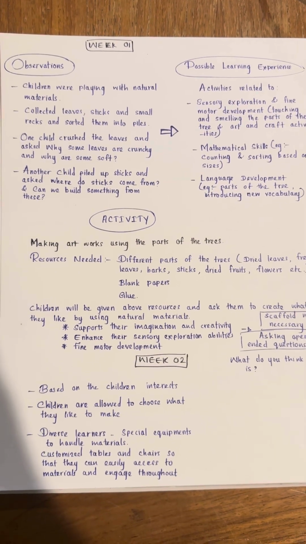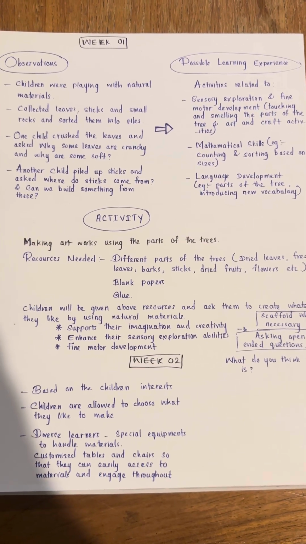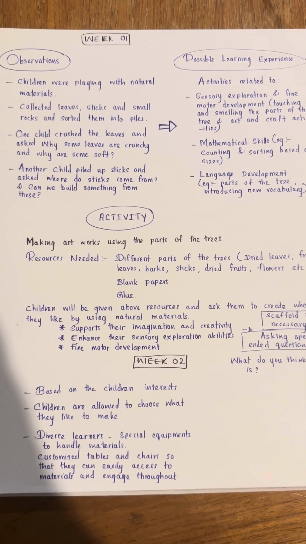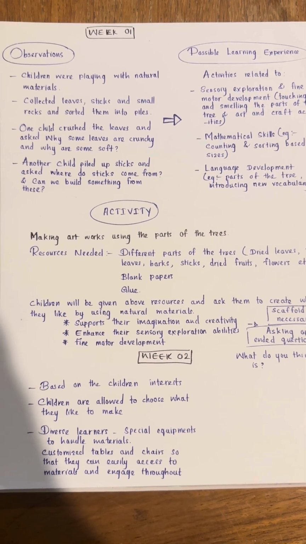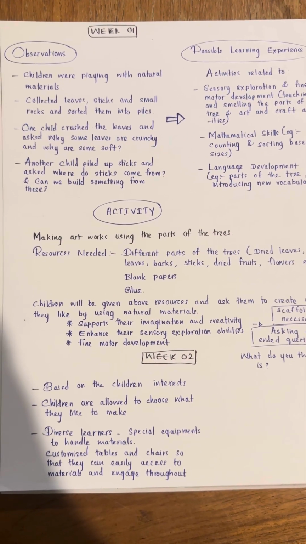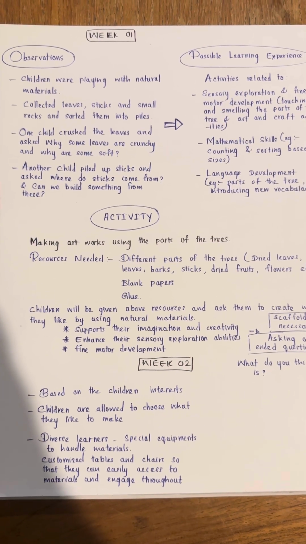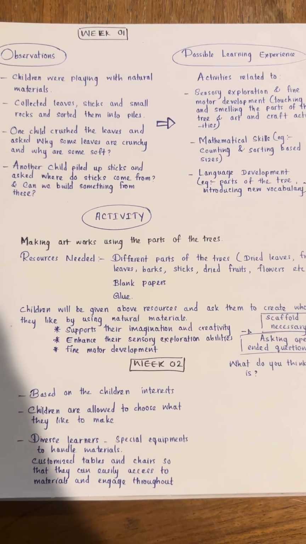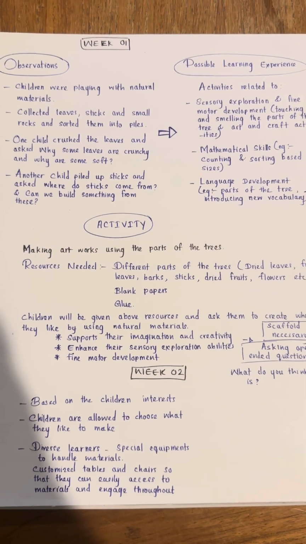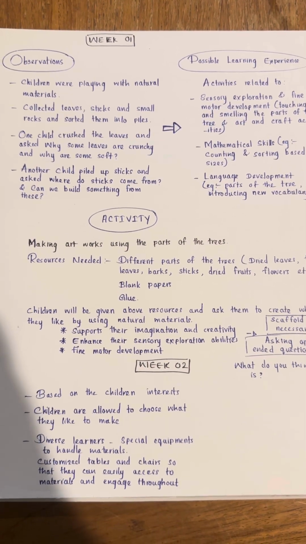In the outdoor play area, I could observe some of the children were collecting fallen leaves and sticks on the ground and sorting them into piles. Having sorted all the materials into piles, they started to compare the sizes. They were wondering why some leaves are crunchy and why some leaves are soft.